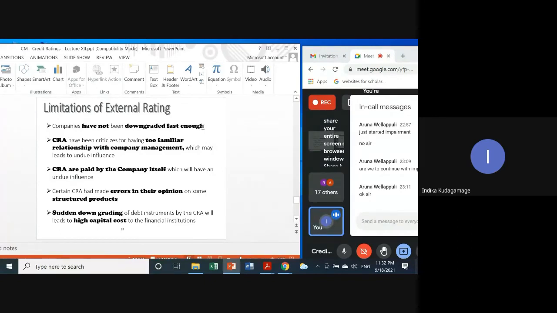Another criticism is that rating agencies are profit-making agencies. They are paid by the person who wants a rating, so they can be influenced. They are paid by the company itself. Some ratings they have done mistakes. That is the problem. Sudden downgrades.